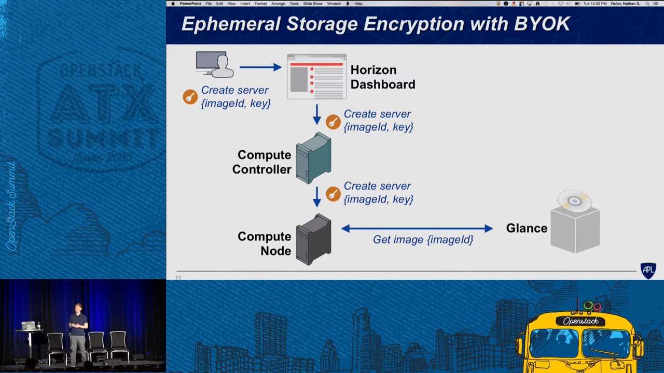It says, OK, I need to create a VM. It needs to have an encrypted ephemeral disk. I already have the key, so there's no point in going to Barbican. So I'll just simply set up DMcrypt, pass it the key, and then I'll copy the bytes as normal from Glance. So now I have an encrypted ephemeral disk.